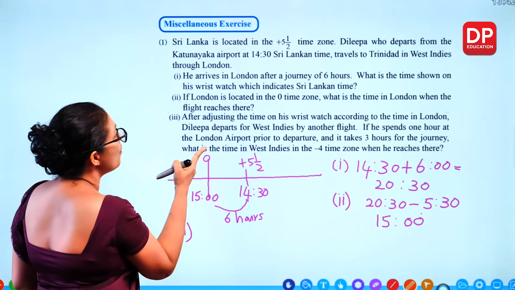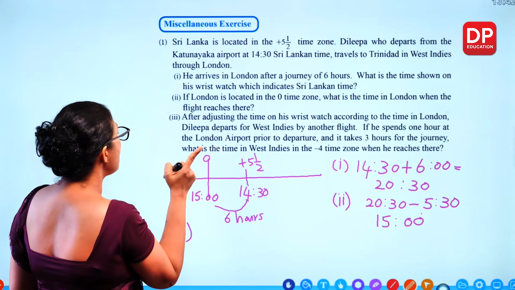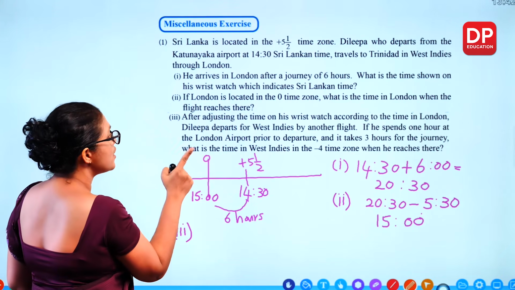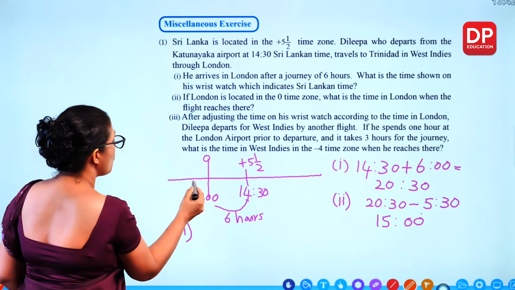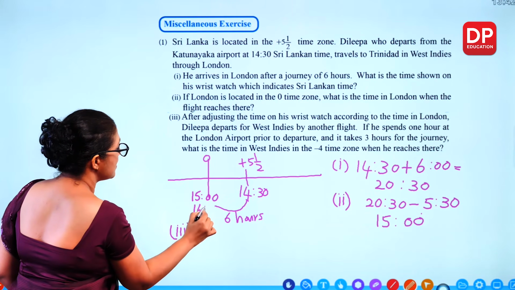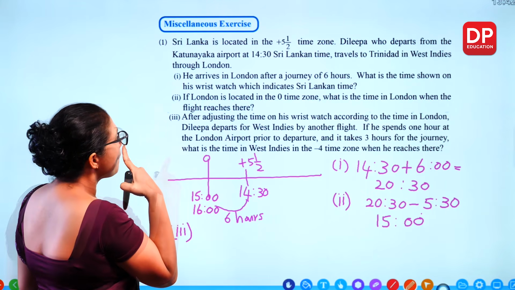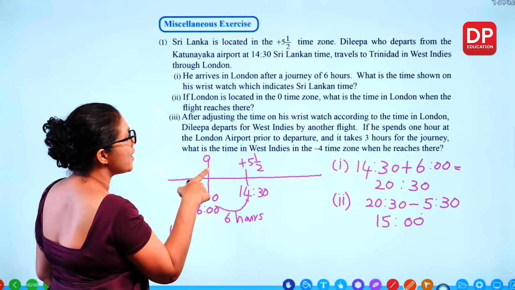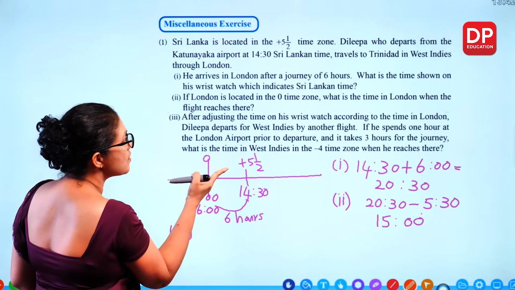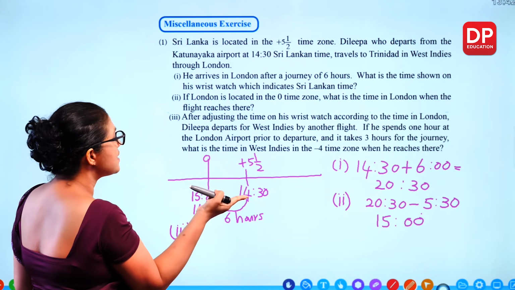Now, West Indies by another flight, if he spends 1 hour at the London airport prior to departure. So 1 hour, so that means 15 plus 1, 16 hours at the London airport prior to departure, and it takes 3 hours for the journey. What is the time in West Indies?